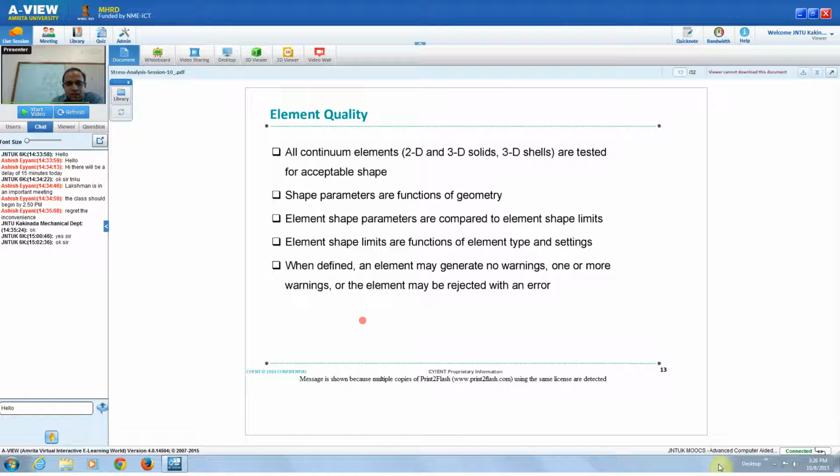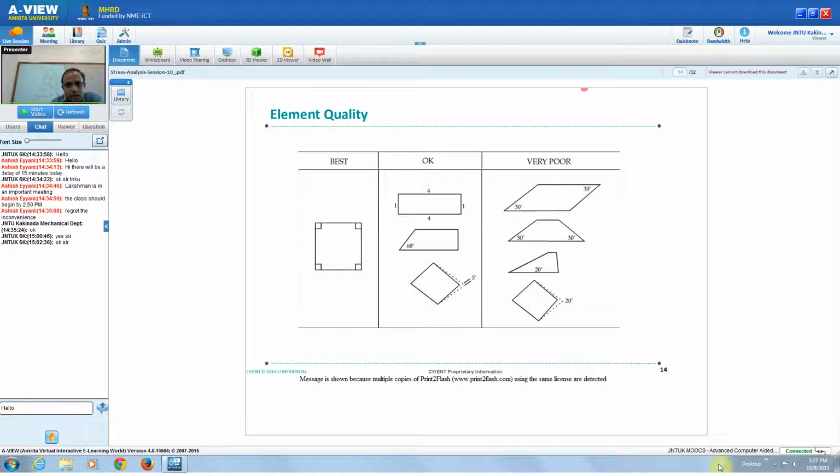Again, you need to change the settings, like size settings. There are some other settings which we need to change. So it may generate warnings, or it may not generate any warnings because we have generated a perfect finite element model, or the finite element model may not be generated because of error elements. There may be three scenarios in finite element software while generating finite element models.